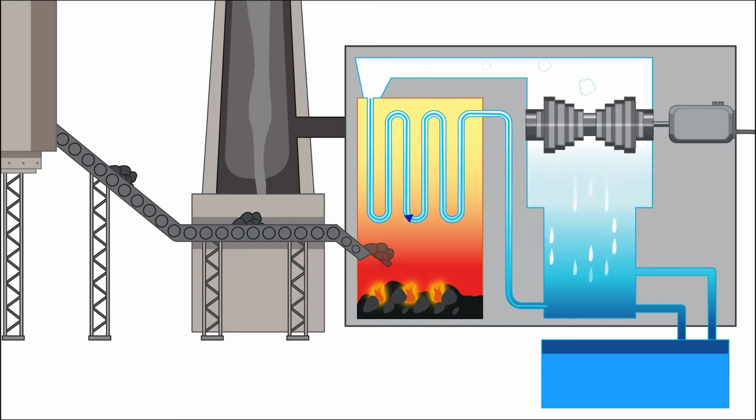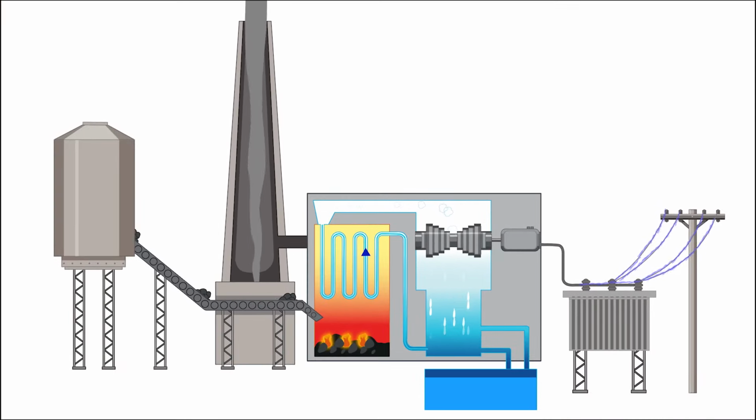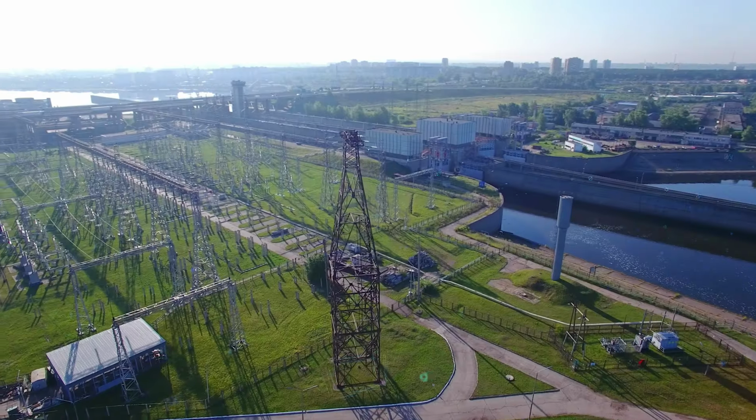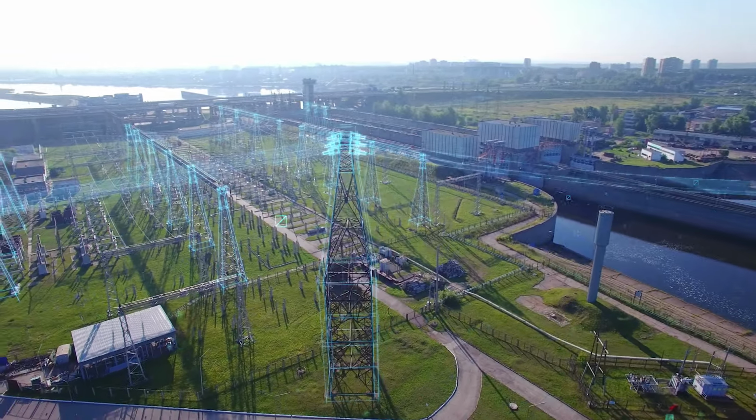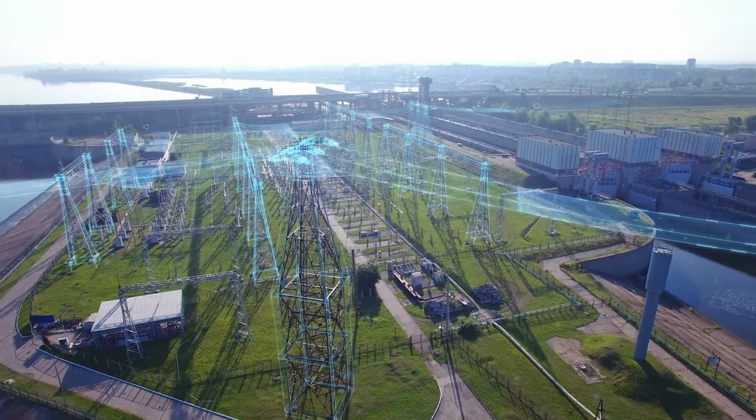The steam generated spins turbines, which then turn a generator. As the generator turns, it converts the kinetic energy into electrical energy. The electricity produced by the power station is sent along power lines that connect homes, buildings, and cities through an electrical grid.